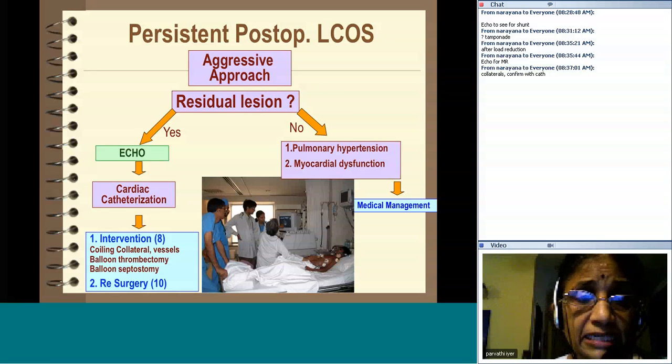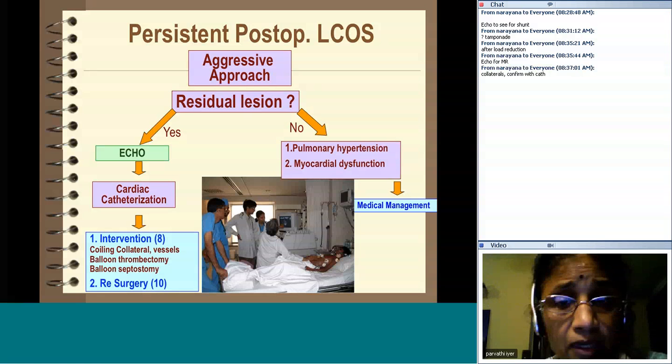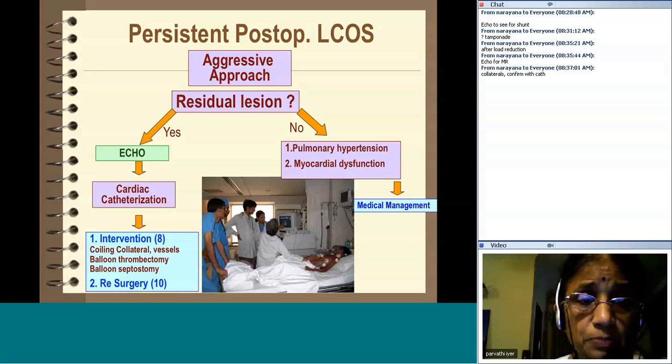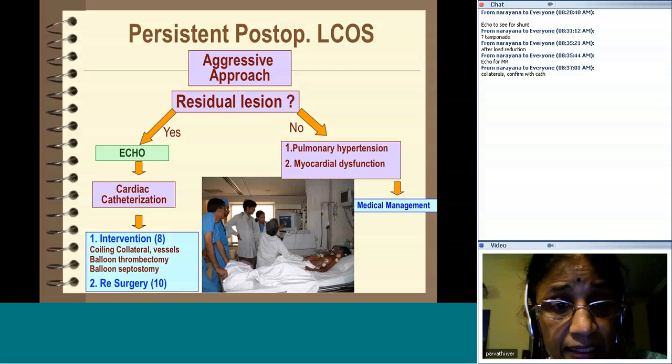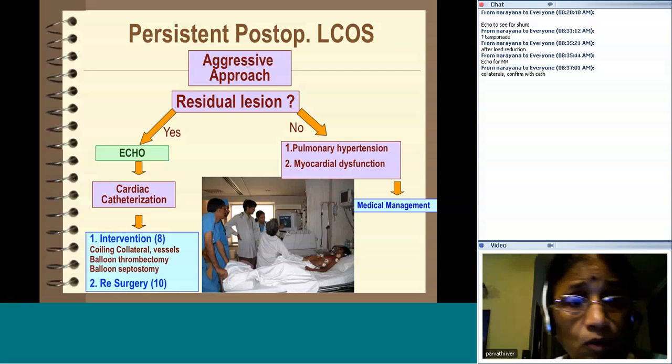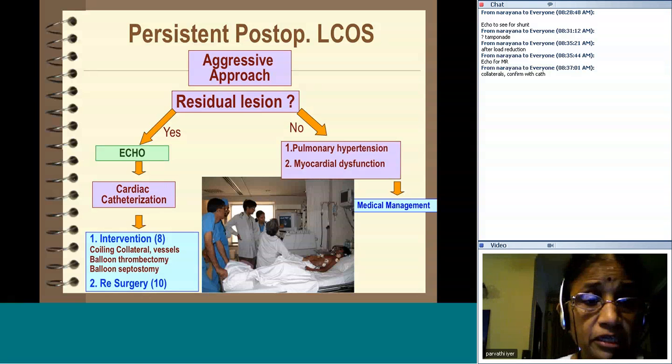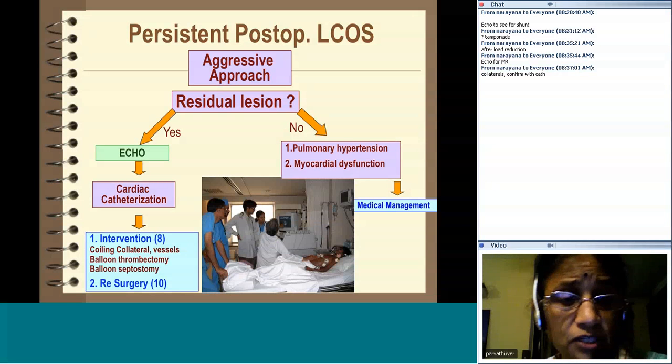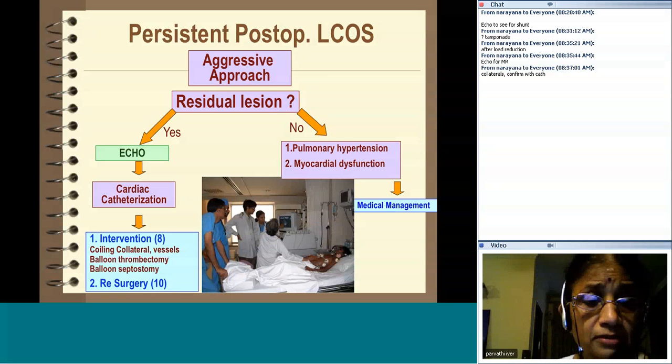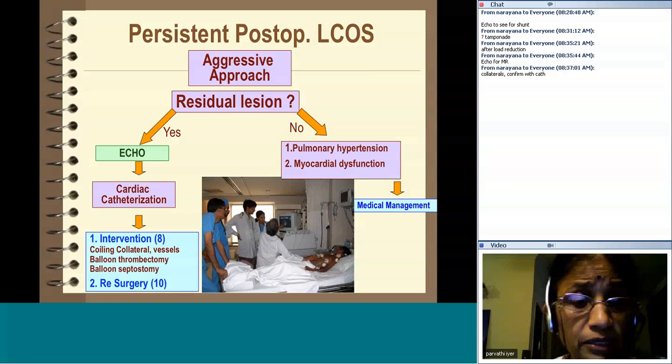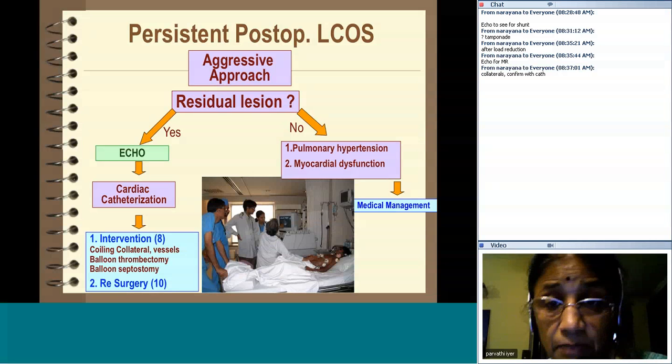And sometimes an echo does not give clear information, then one needs to go to the catheterization lab, and some intervention may be required, like coiling of collaterals, unusual vessels, balloon thrombectomies, balloon atrial septostomies, and in some instances research. Once we are reasonably confident that there is no residual lesion, then we have to see why the child is in persistent postoperative low cardiac output state.